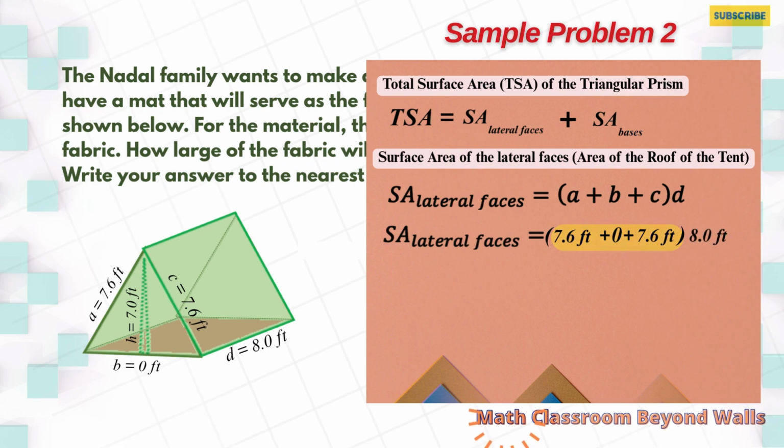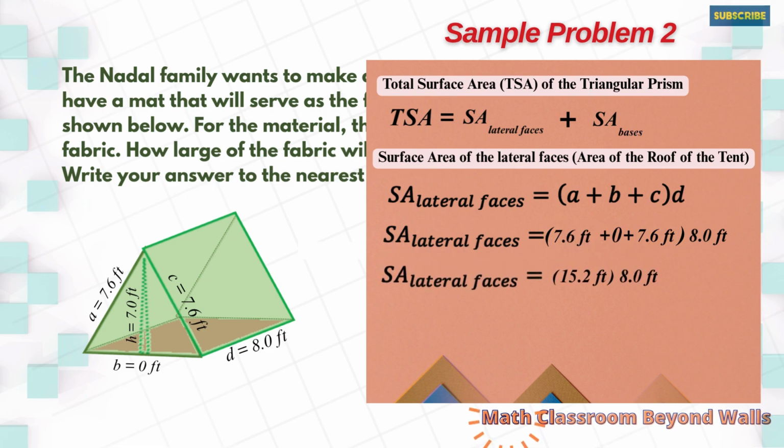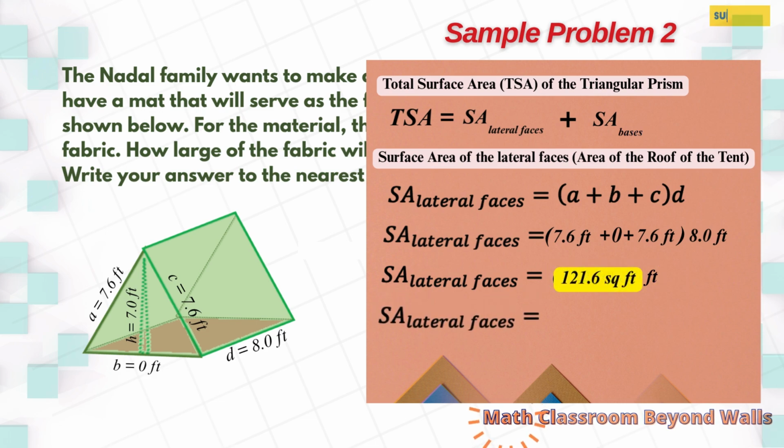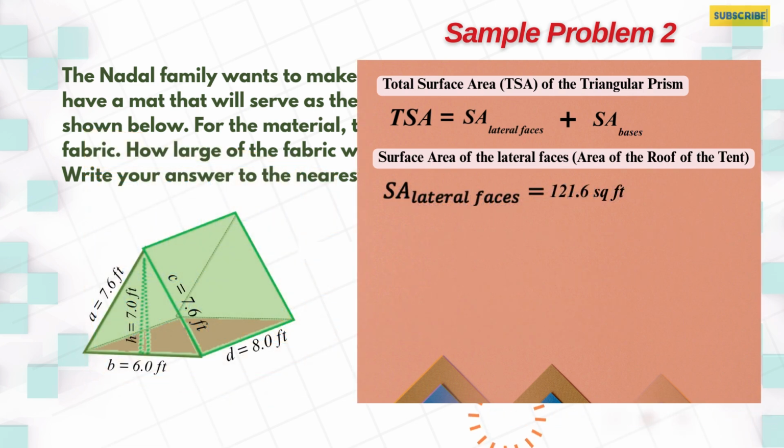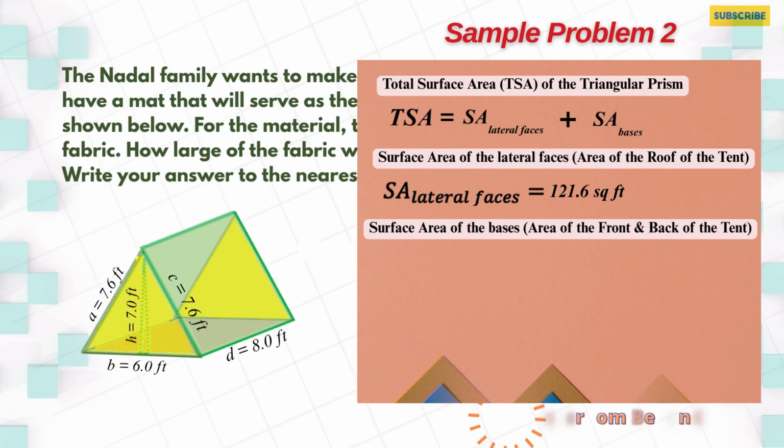Plugging in the values we have (7.6 feet + 0 + 7.6 feet) times 8.0 feet. Adding 7.6 feet and 7.6 feet gives us 15.2 feet. Multiplying 15.2 feet and 8.0 feet gives us 121.6 square feet. So the fabric material needed for the roof of the tent having the two faces is 121.6 square feet.